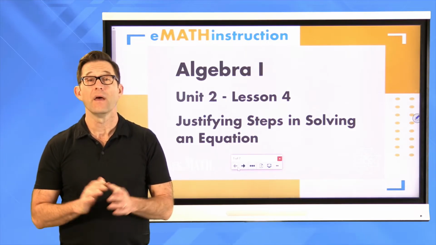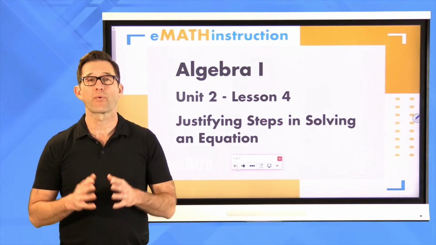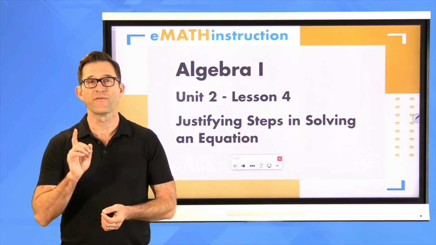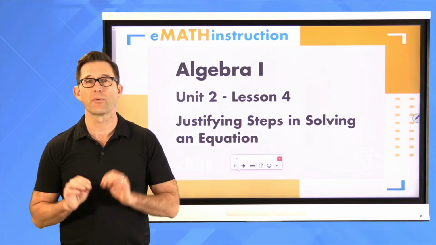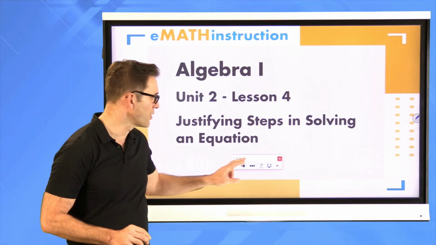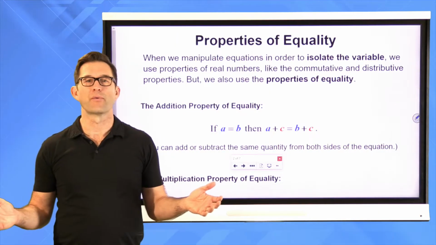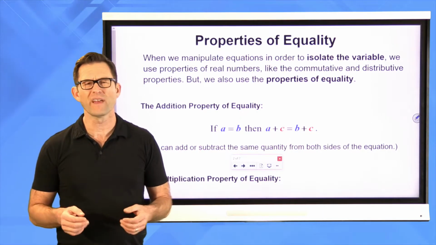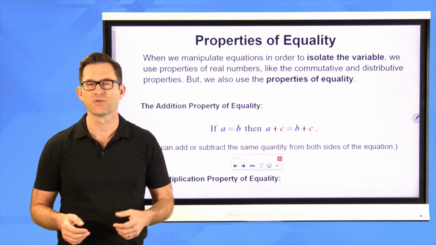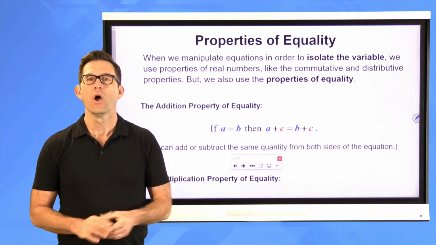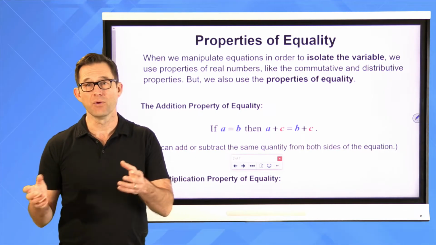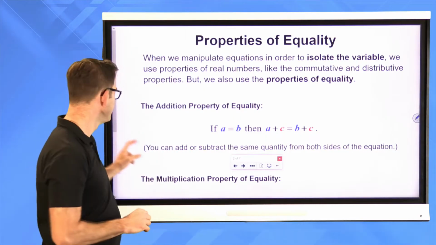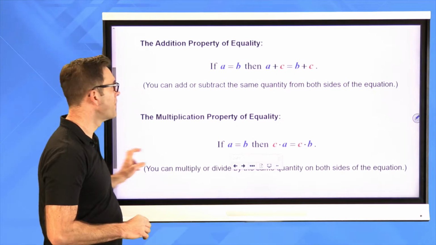like that. Now, solving equations primarily rests on what we call the properties of equality. So that's going to be the first thing that we're going to look at today, the properties of equality. Let's take a look. So what are these properties of equality? Well, when we manipulate equations in order to isolate the variable, like adding something to both sides or dividing both sides by a number, we use the properties of real numbers like commutative and distributive properties, but we also use the properties of equality. All right, so let's talk about those.